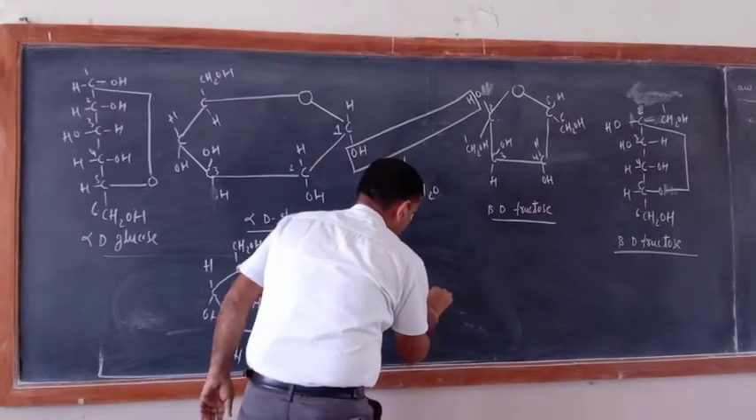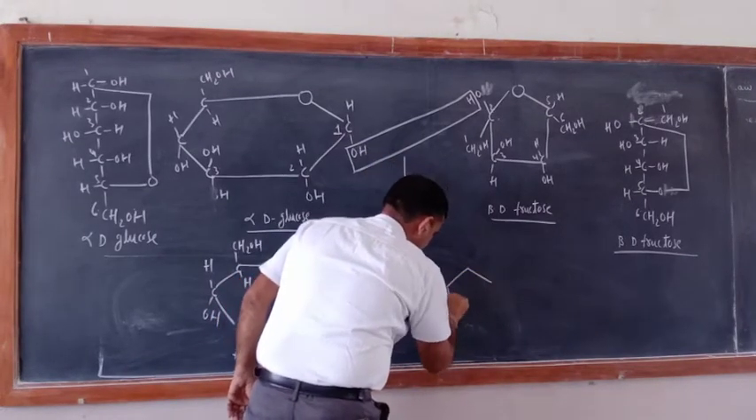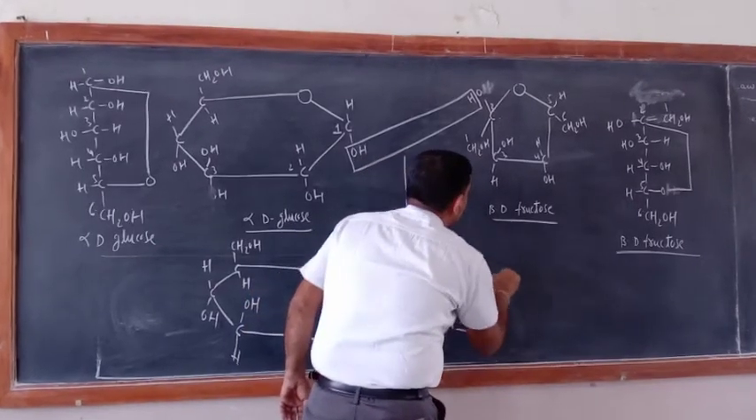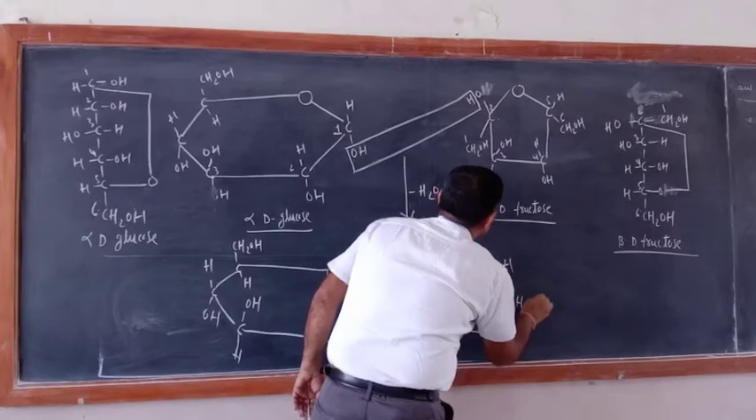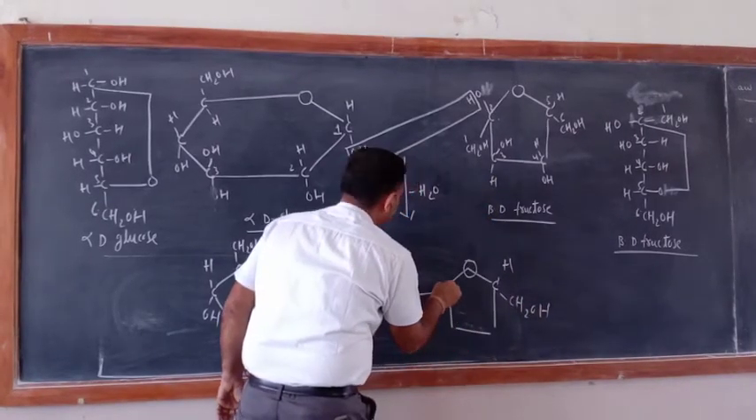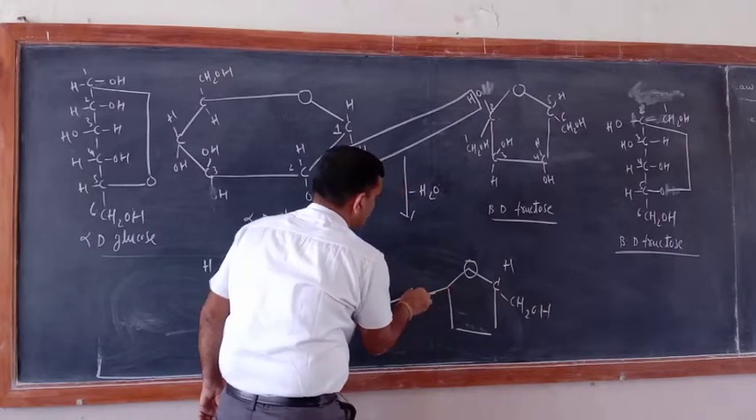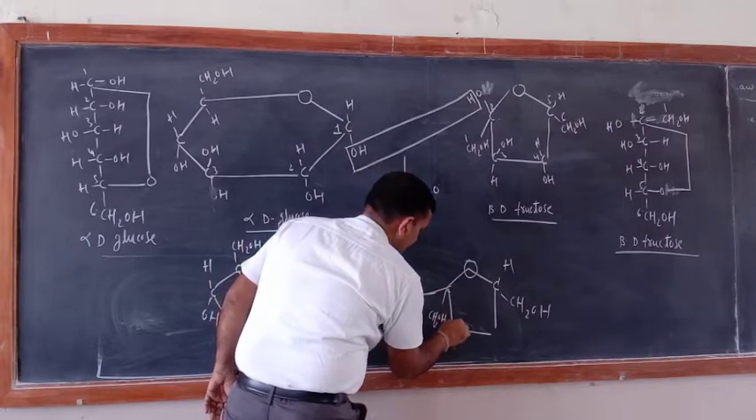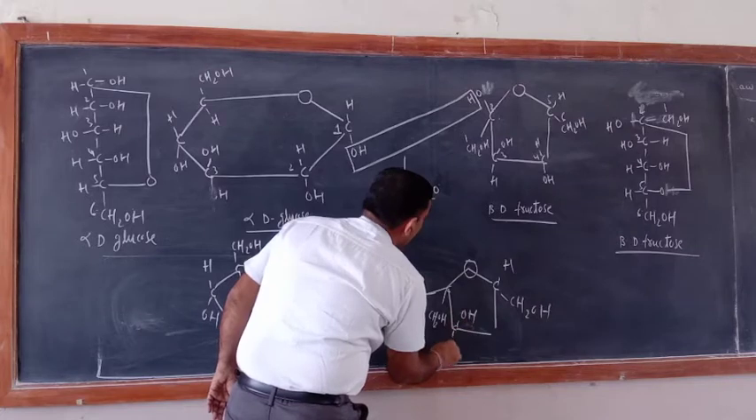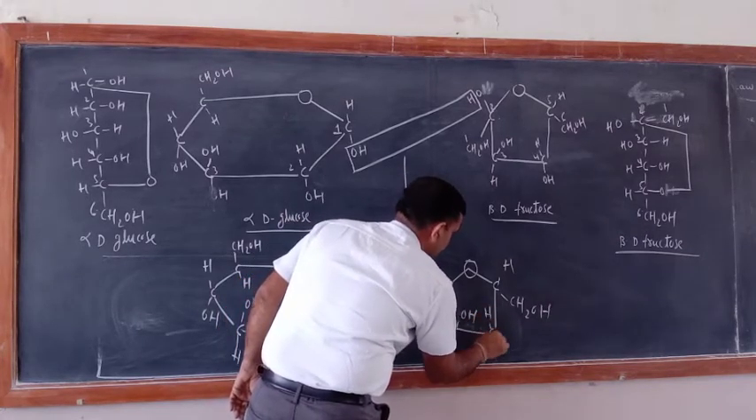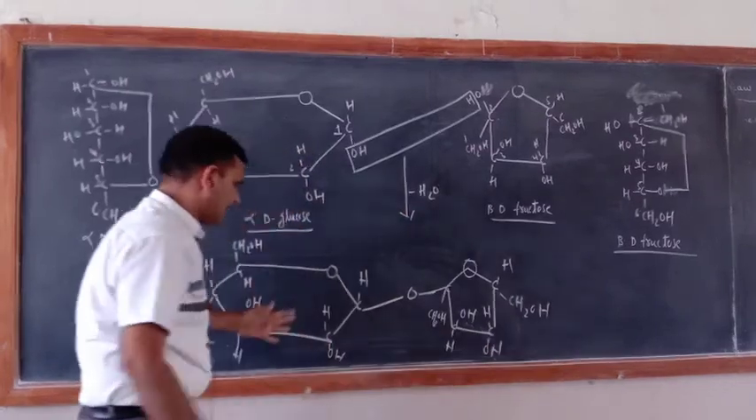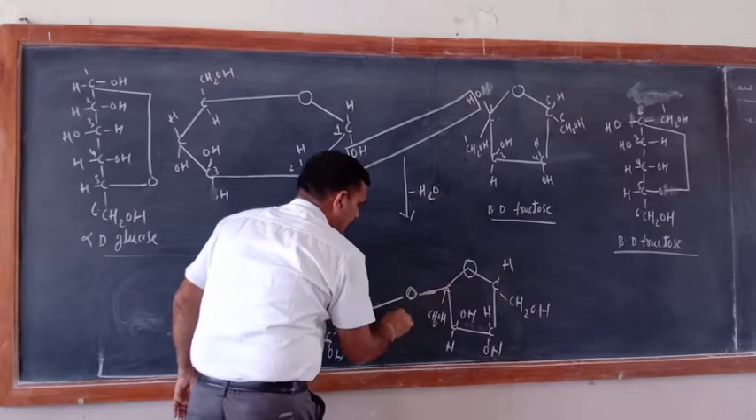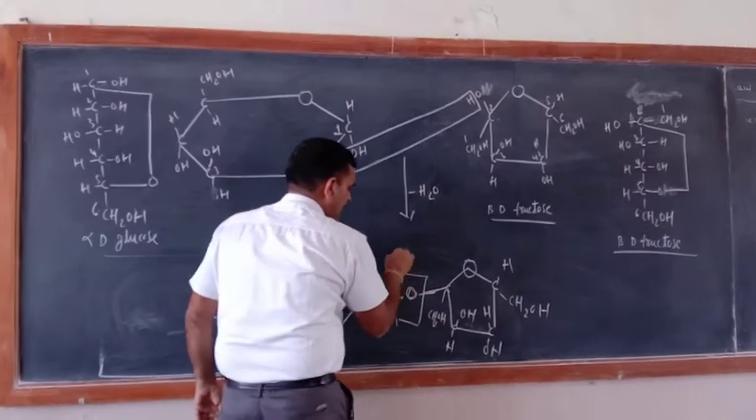Now make the other one also, the furan structure. Here O is there, here C, H, here CH2OH. At this point, this O. Now the carbon below this one has CH2OH, and at the third carbon atom, OH, and here H, here C, here H, here OH. Now these two units are held together by this divalent oxygen. This is the glycosidic linkage.